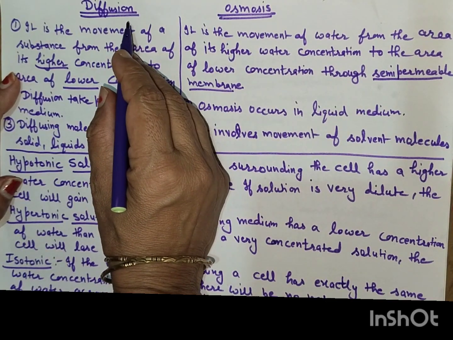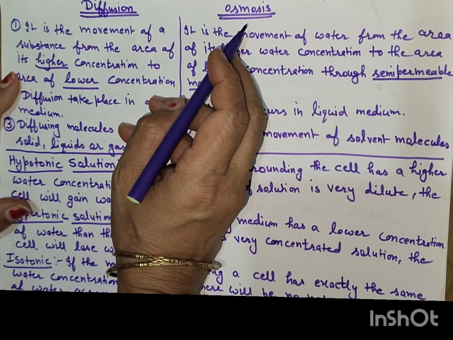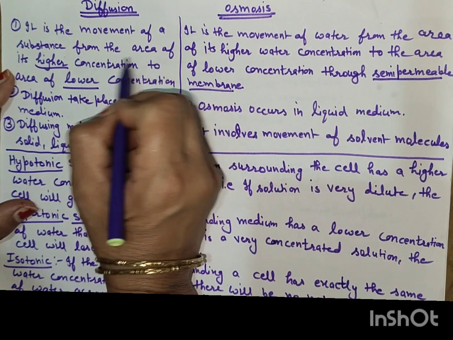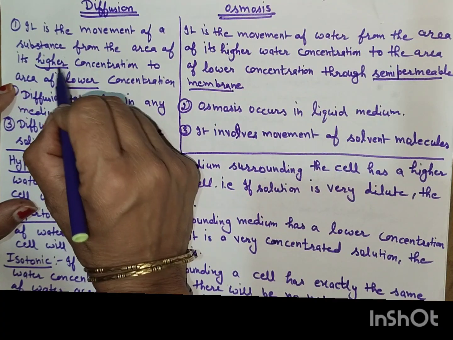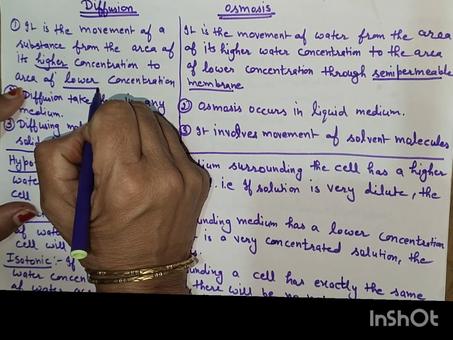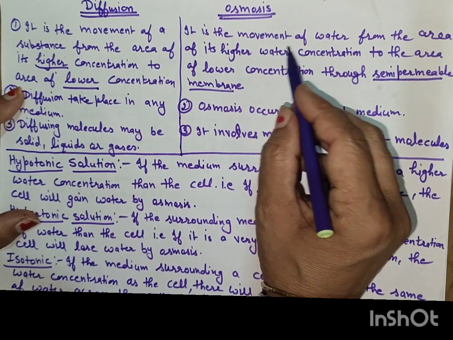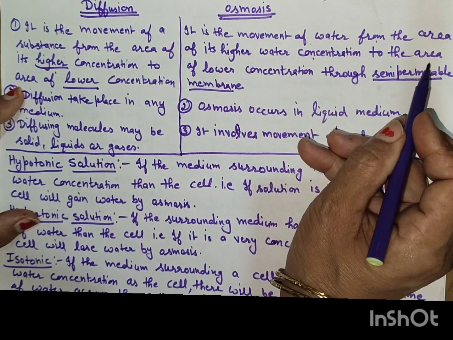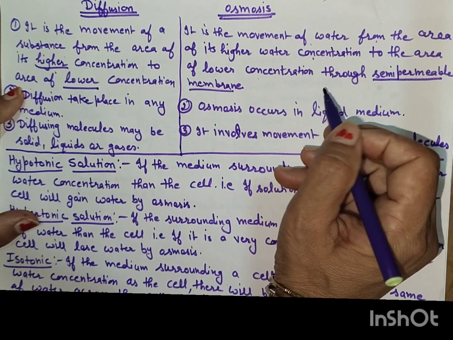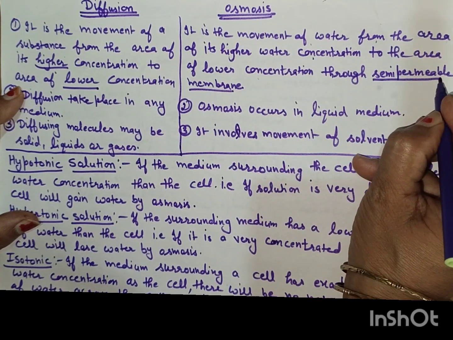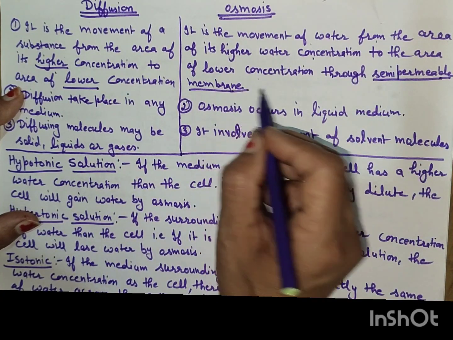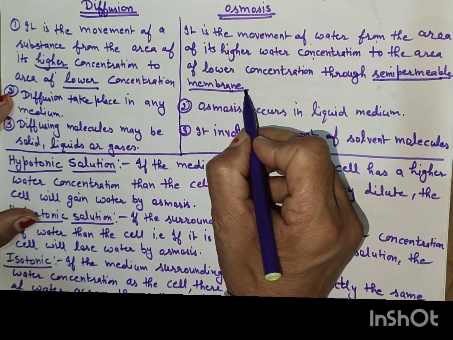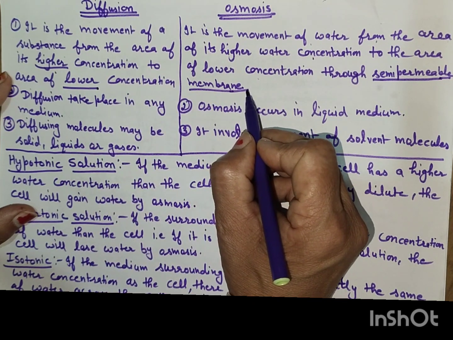Discuss the process of diffusion and osmosis. Diffusion is the movement of a substance from an area of higher concentration to an area of lower concentration. Osmosis is the movement of water from an area of higher water concentration to an area of lower concentration, but it occurs through a semi-permeable membrane. No semi-permeable membrane is needed in diffusion, but it is needed in osmosis.